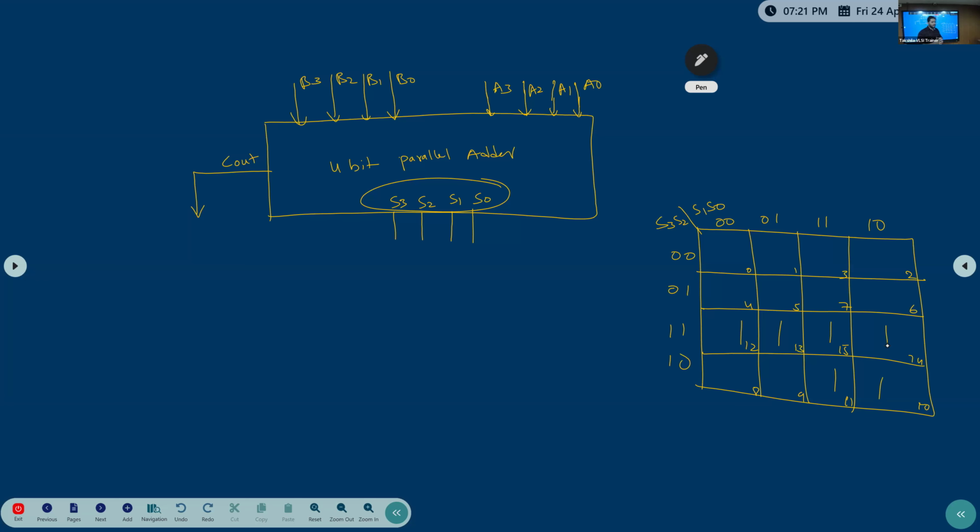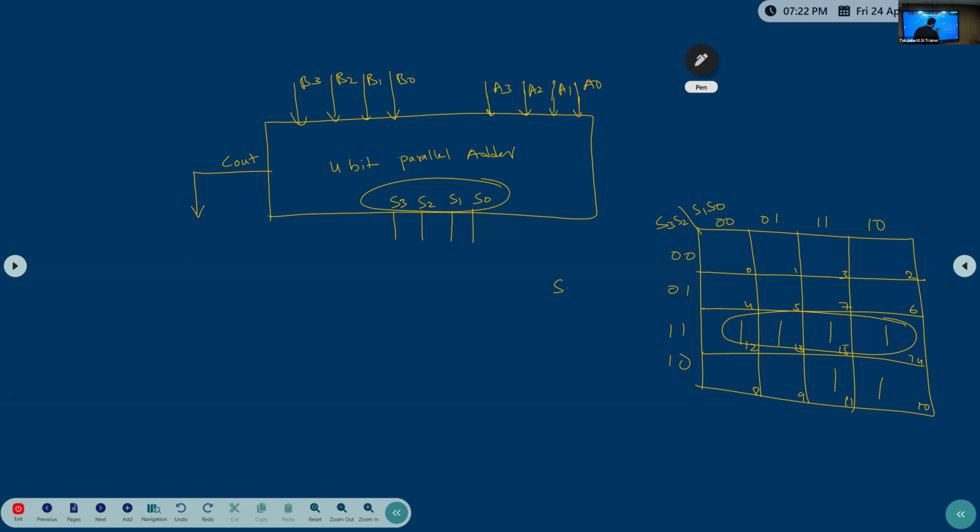First I need to check for 16 variables, can I map or not? Can I map 16? No. Then 8, am I able to map? No. Then 4, am I able to map? Yes. So this is a group of 4. If I map this 4, what is common in this 4?